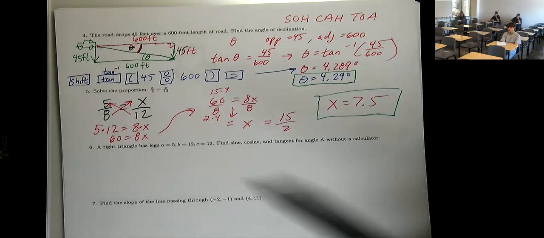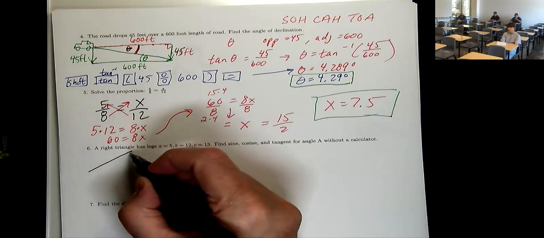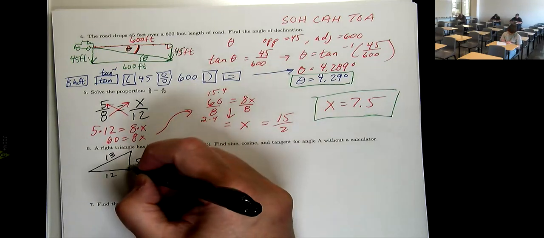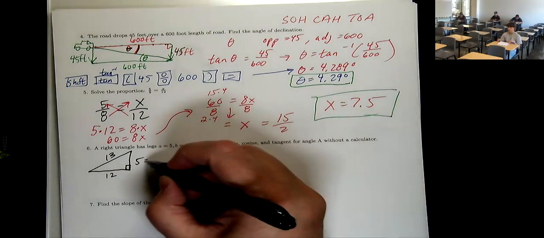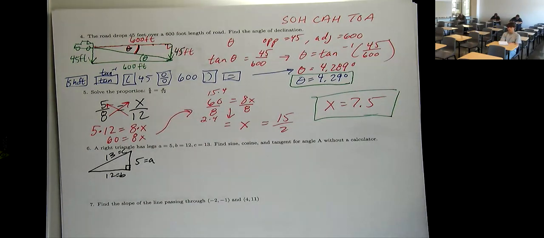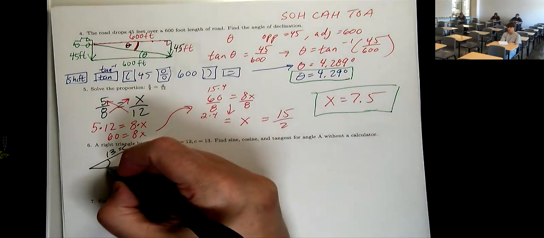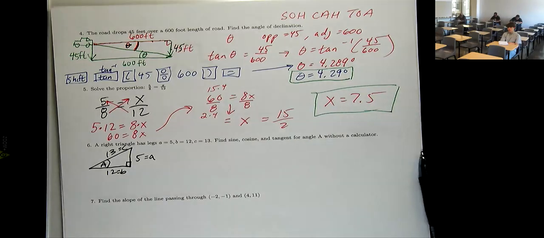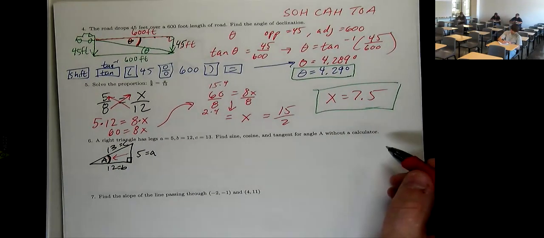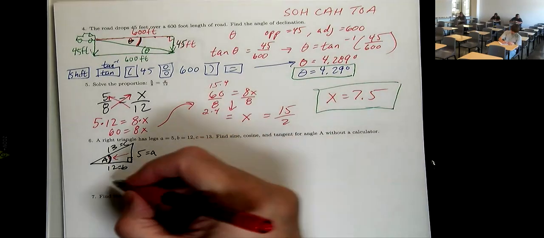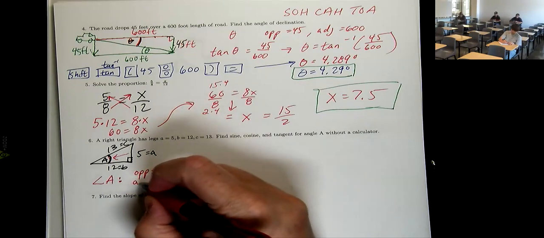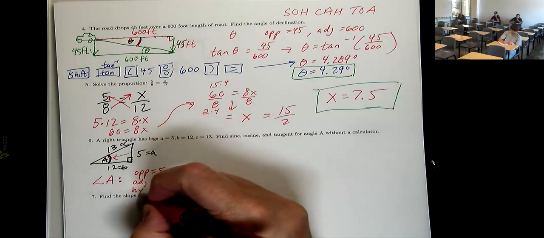All right, next problem says a right triangle has legs 5, 12, and 13. And this is side A, and this is side B, and that's side C that are labeled. And it says find sine, cosine, and tangent for angle A without a calculator. Angle A is the angle opposite little a, so it's that one right there. So for angle A, I'm going to identify what each side is. The opposite is the 5. The adjacent is the 12. And the hypotenuse is the 13.